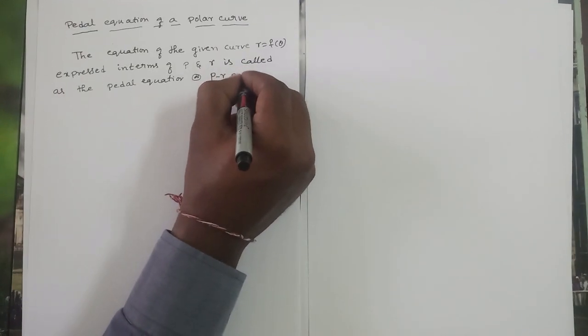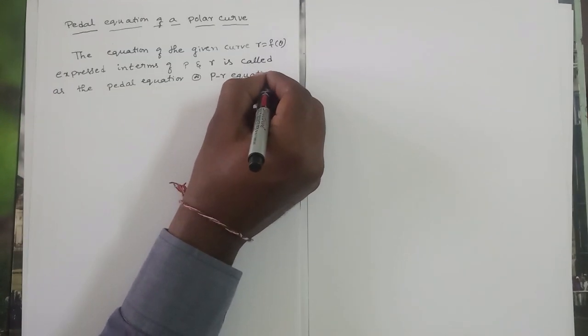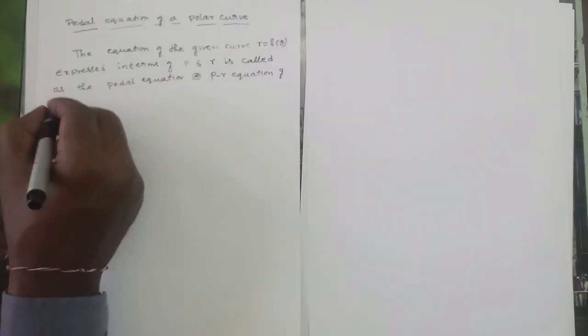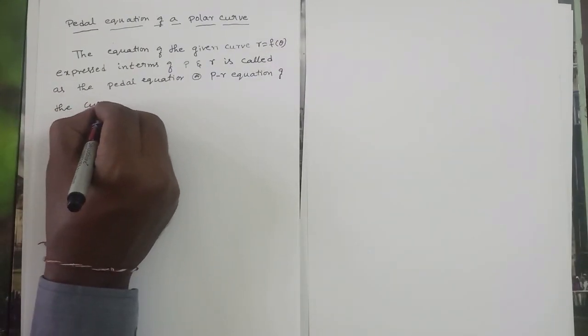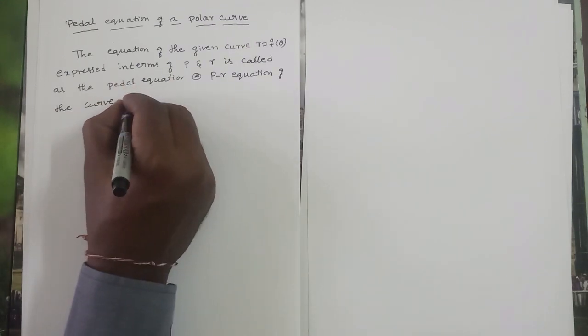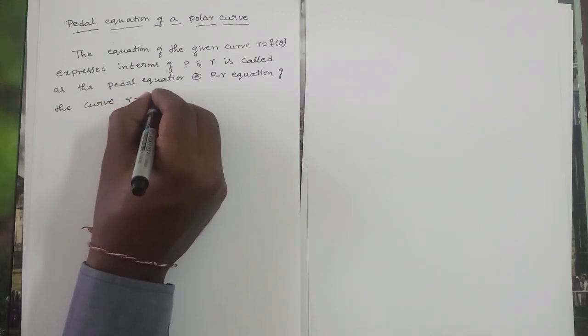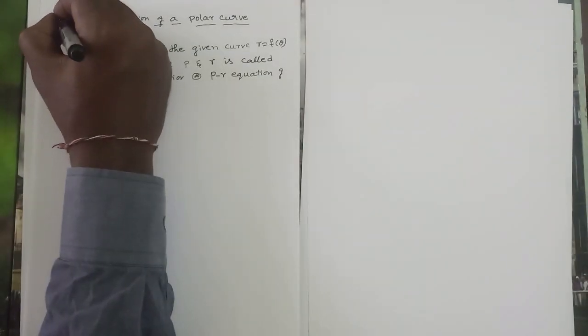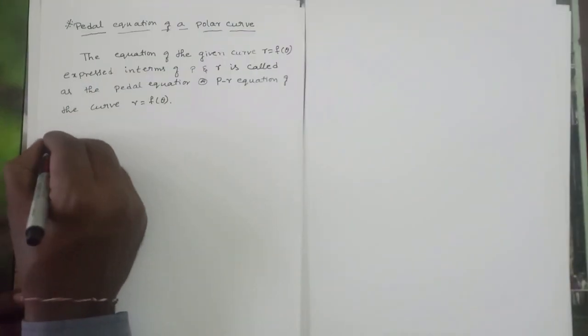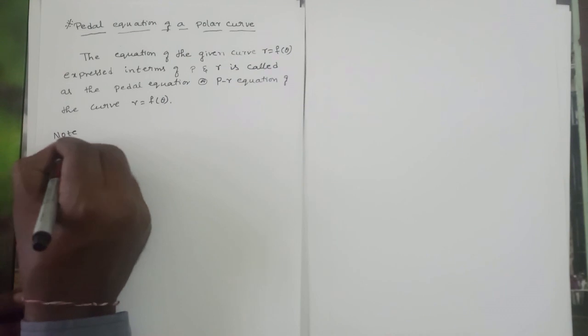The p-r equation of the curve r equals f of theta. Here the definition is very important, remember that one. So here we have to note the formulas.